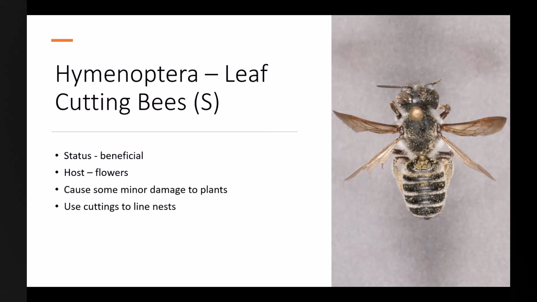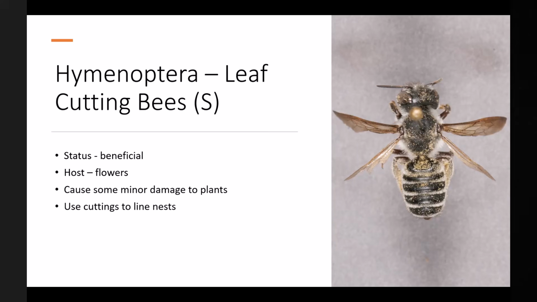Leaf-cutting bees are bees with chewing mouthparts. So our bumblebees and our honeybees have lapping mouth parts, but these guys have chewing mouth parts. They are considered beneficial because many species are pollinators, and the hosts are flowers, but some of them can cause some minor damage to plants. They will cut a 3/4 perfect circle in the edge of a leaf and take it to line their nests. They're solitary bees.